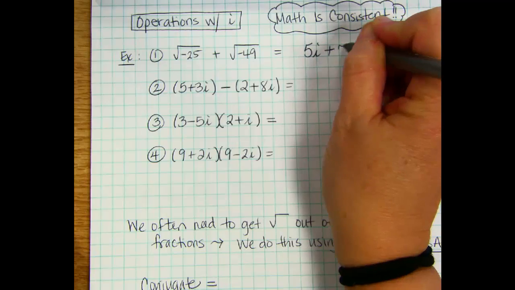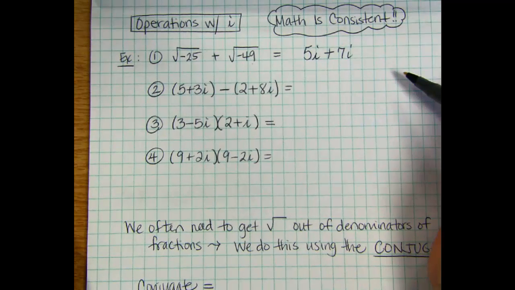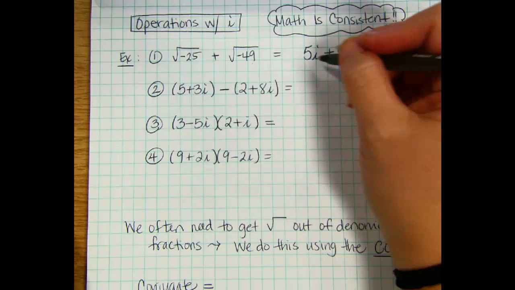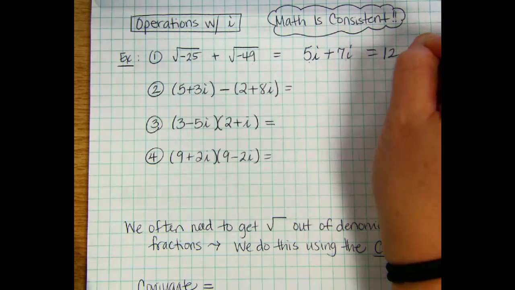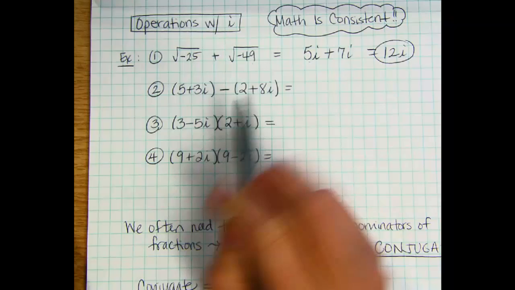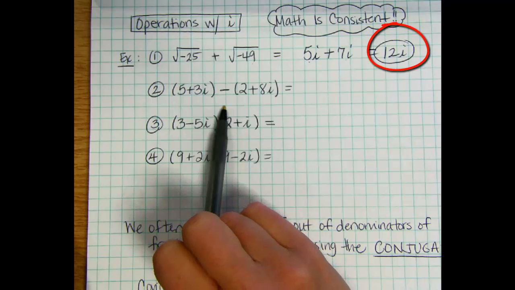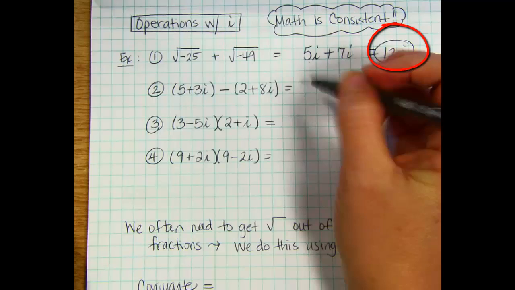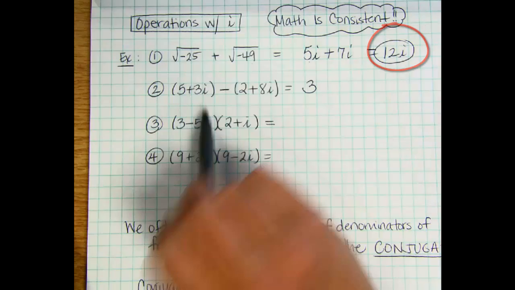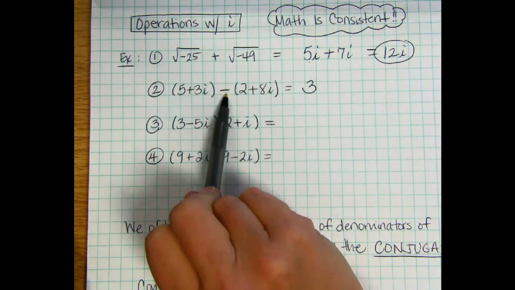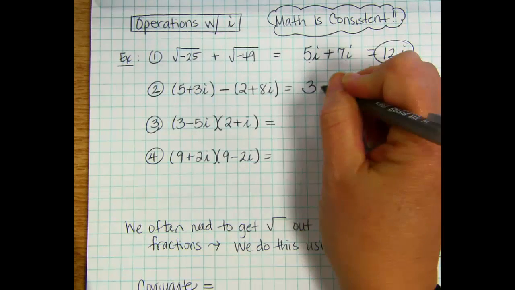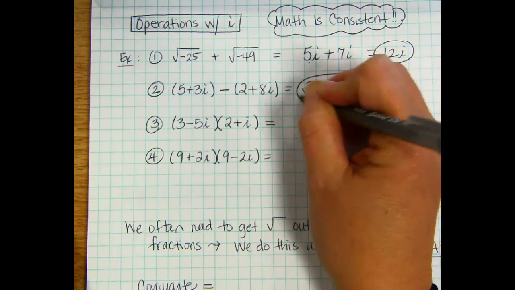The square root of negative 49, we learned, is 7i. And again, i's behave as x's, so combine like terms. 5i plus 7i is 12i. You can subtract by combining like terms. 5 minus 2 is 3. 3i minus a positive 8i is negative 5i.